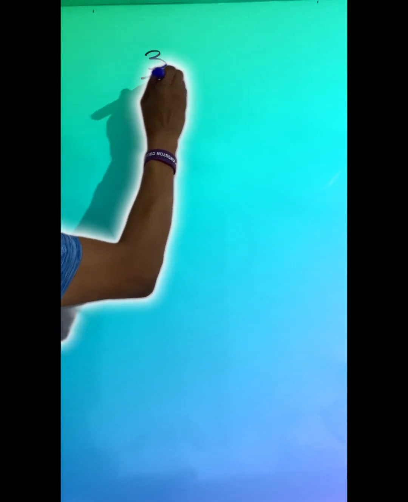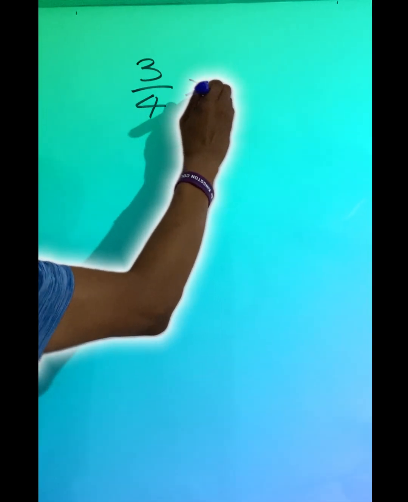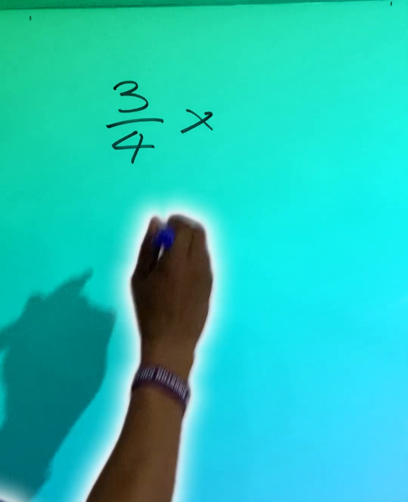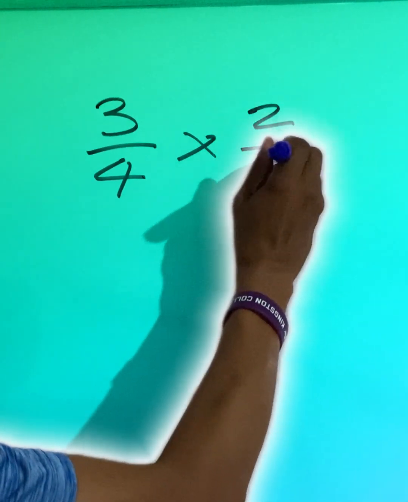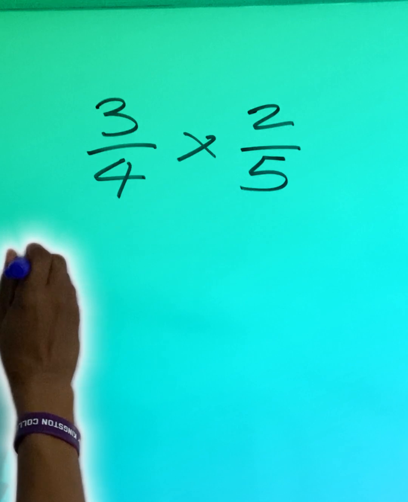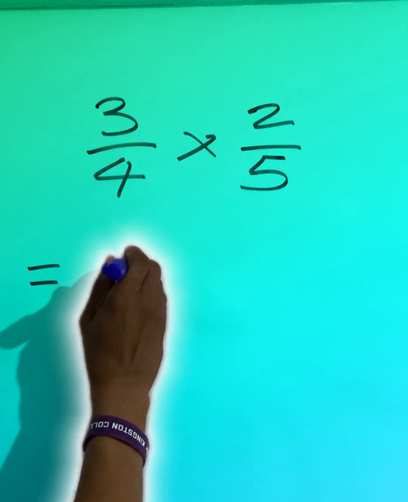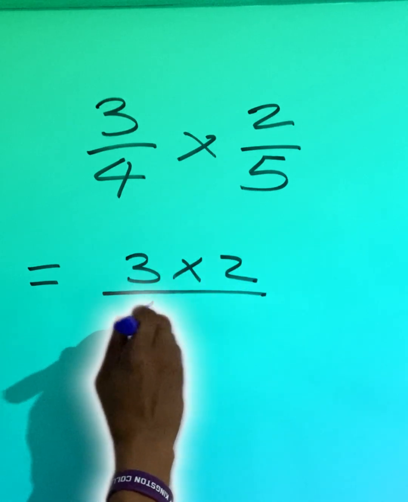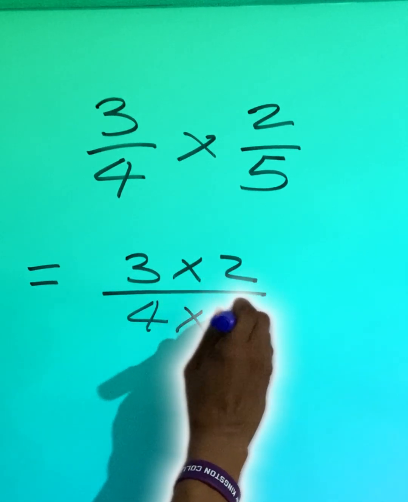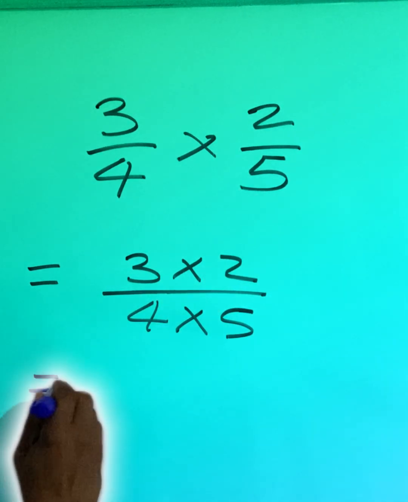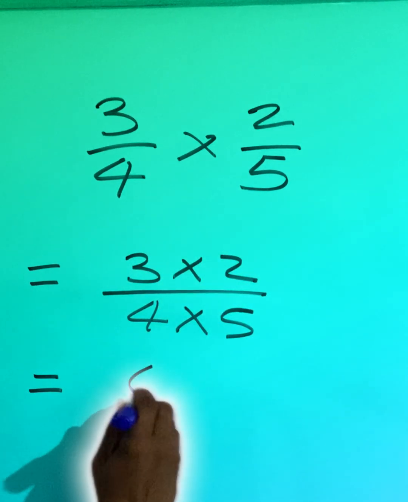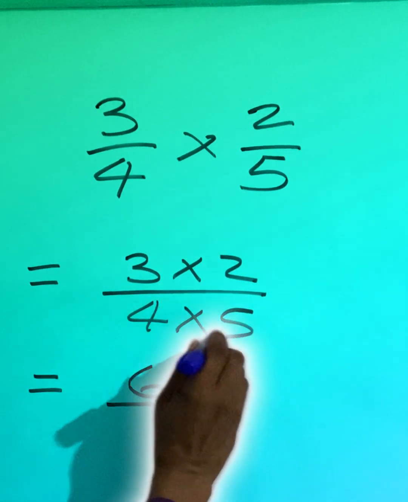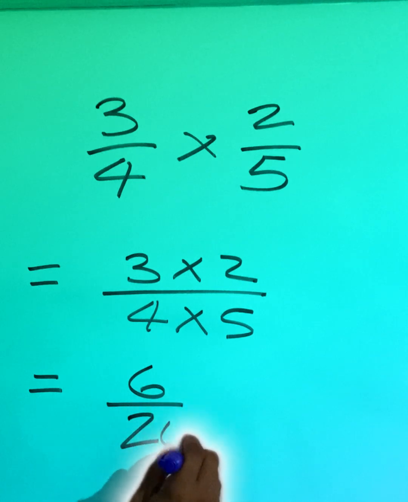3 over 4 multiplied by 2 over 5, which is equal to 3 times 2 over 4 times 5, which is equal to 3 times 2 is 6 over 5 times 4 is 20.